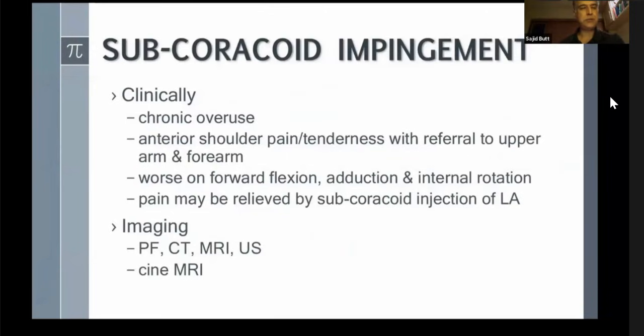Clinically, these patients are the ones who have chronic overuse of their shoulder. They've got pain and tenderness on the front of the shoulder, which is worse in forward flexion, adduction, and internal rotation. Anything which puts more pressure on the front of the shoulder by these movements.